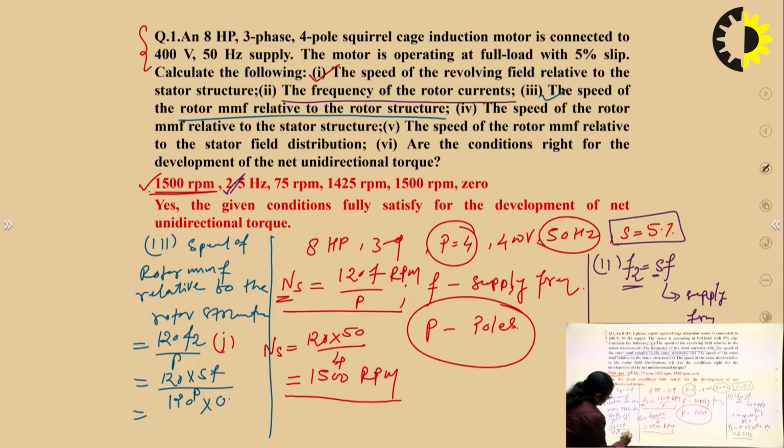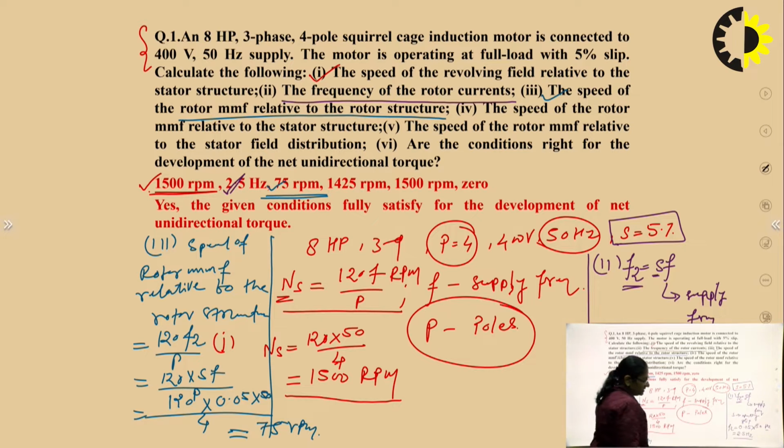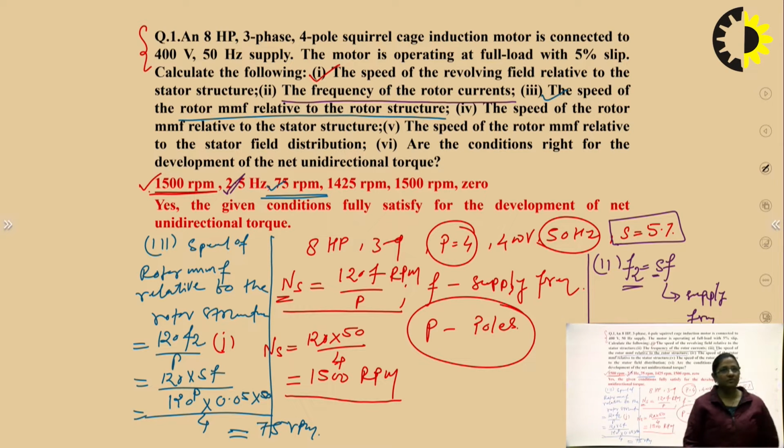So substituting the values: 120, the operating slip is 0.05 multiplied by the frequency of 50 Hertz divided by the number of poles, 4. Solving this, you will get the speed to be equal to 75 RPM, right? So it is given in the question. Now let us move to the fourth part of the question. The fourth part is asking for the speed of rotor MMF relative to stator structure.